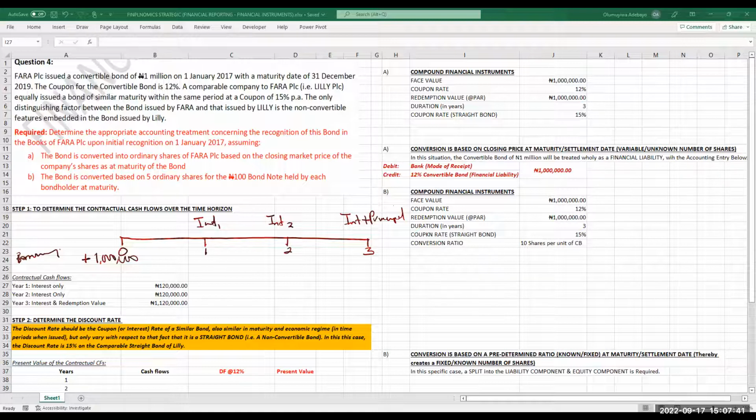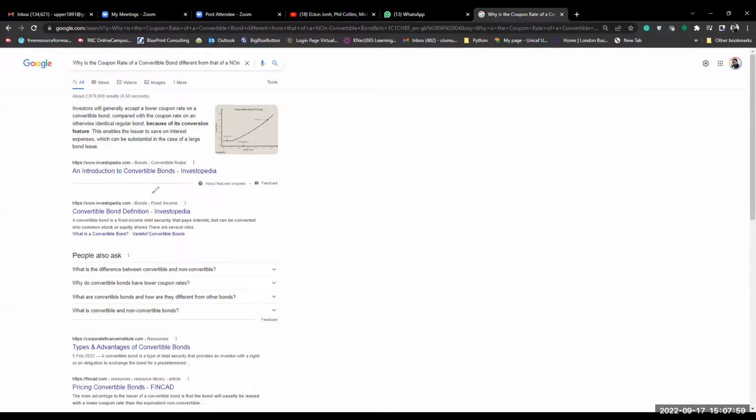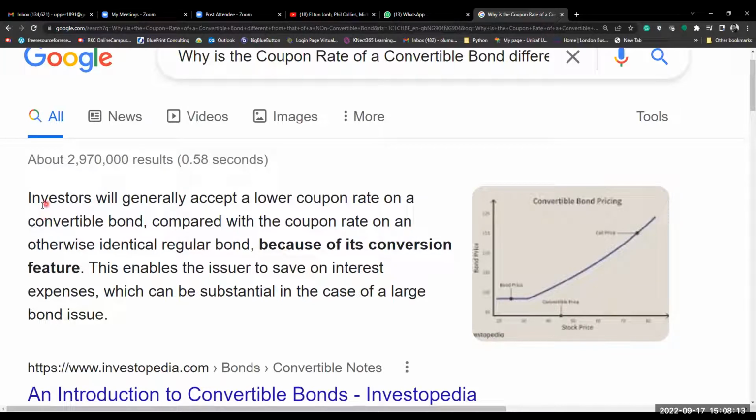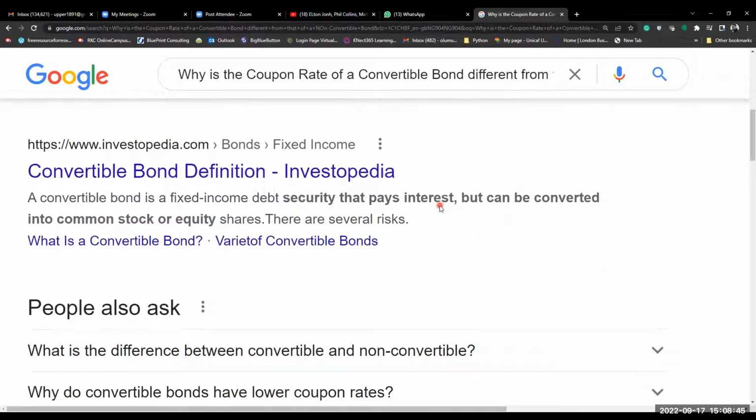Okay, before I help you, I wanted to Google something for you. Okay, I think I've seen something here. Let me share it with you, and I will explain. Can you read this? Okay. Investors will generally accept a lower coupon rate on a convertible bond compared with the coupon rate on an otherwise identical regular bond because of its conversion feature. This enables the issuer to save on interest expenses, which can be substantial in the case of a large bond. Okay. I'm still not explaining it. I'm still going to explain it.